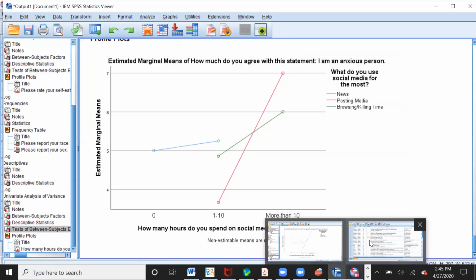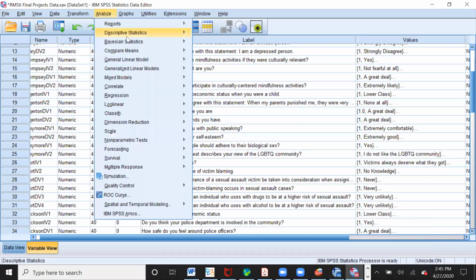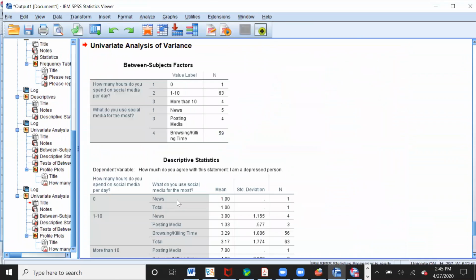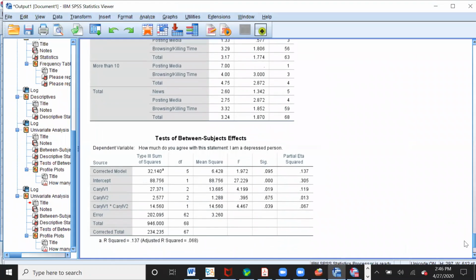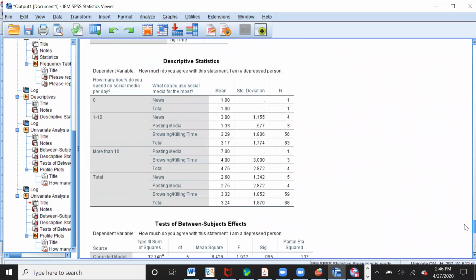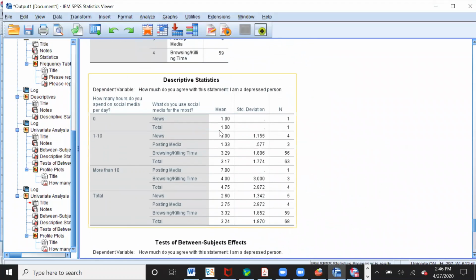All right, so now we're going to do your second two-way ANOVA. So general linear model univariate. We're going to flip out your dependent variable. So I'm taking that one out and putting your second one in. So how much do you agree with the statement, "I'm a depressed person"? Your means are different from each other.